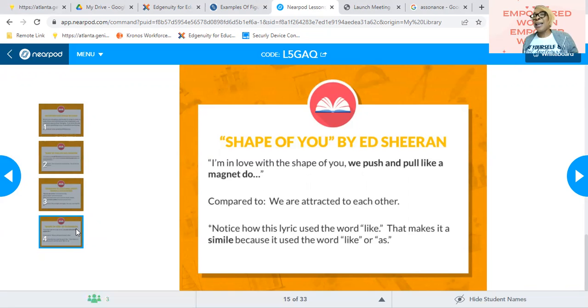Because basically that's exactly what it's saying. So now notice how this lyric uses the word like, that makes it a simile, because it uses the word like or as. There are many songs that you've heard. Oh, Janiyah says she's heard that song before.